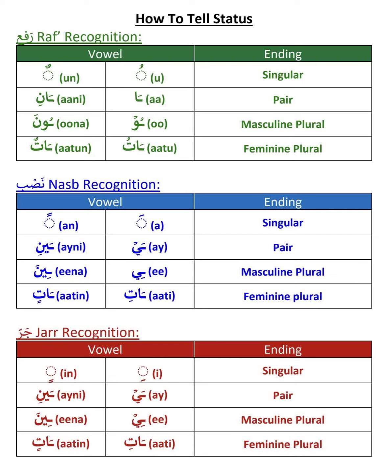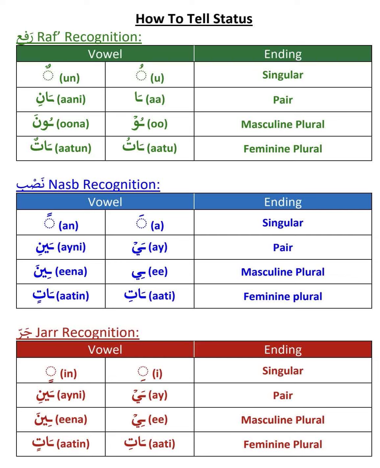The correct name of this lesson is how to tell the status, rafa, nasab, jar. But it is named the Muslim chart because, to tell the status, we need to memorize this Muslim chart. That is so important, and that's why it is named the Muslim chart.